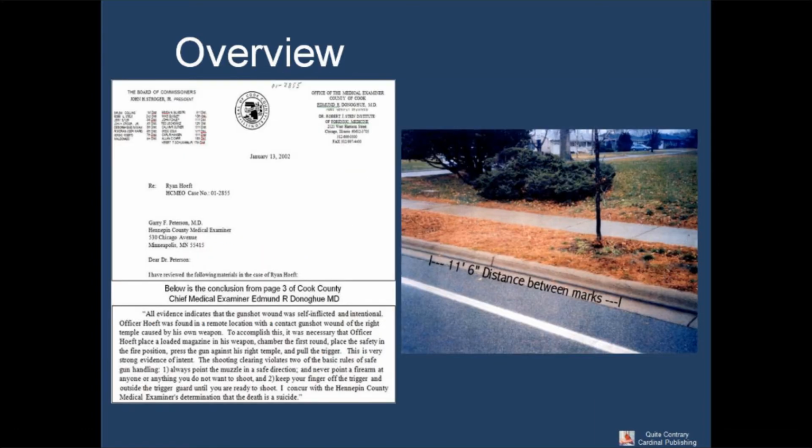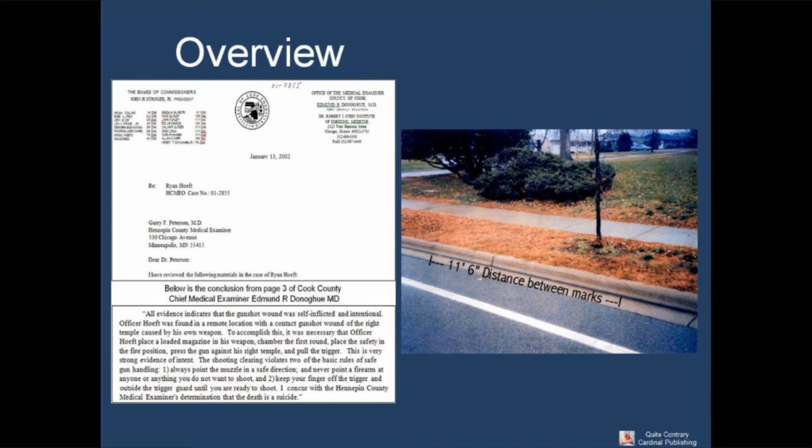Since their original investigation began on November 6, 2001, the Hennepin County Medical Examiner's Office has adamantly held the following position. As verified in a letter written by Chicago Chief Medical Examiner Dr. Edmund Donahue, it was a 5-step process Ryan had to perform in order for his weapon to fire. Therefore, it was his intention to commit suicide. Those 5 steps were to place a loaded magazine in his weapon, to chamber the first round, to place the safety in a fire position, to press his gun against his right temple, and then to pull the trigger.